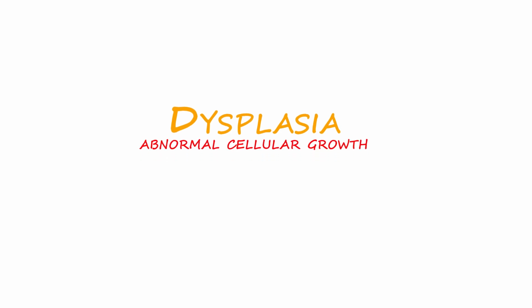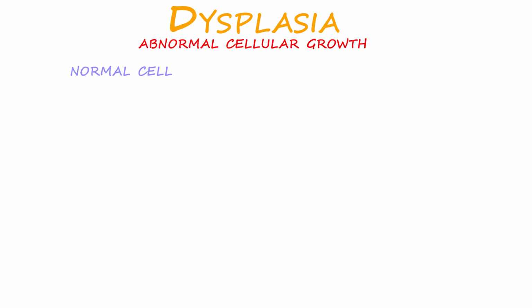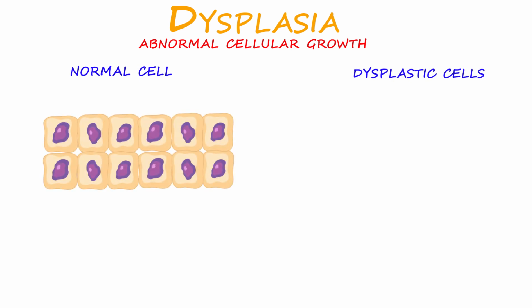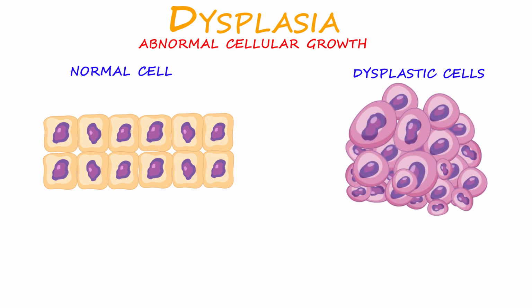Dysplasia refers to abnormal cellular growth with altered size, shape, and organization. To understand dysplasia, let's compare normal and dysplastic cells. Normal cells have a uniform size and shape with regular nuclei and organized arrangement. In contrast, dysplastic cells show significant abnormalities. They vary in size and shape, with enlarged and irregular nuclei.